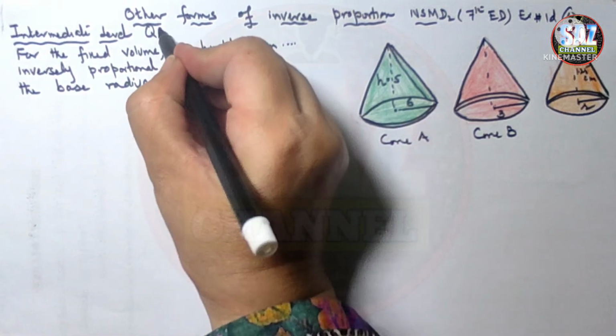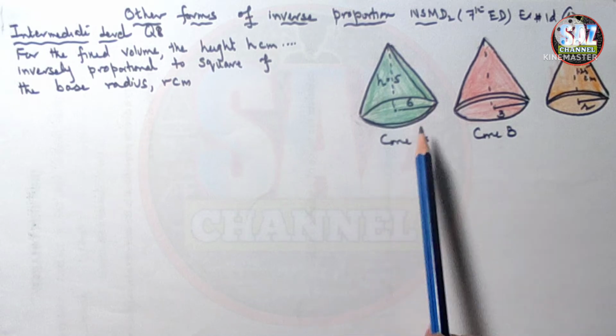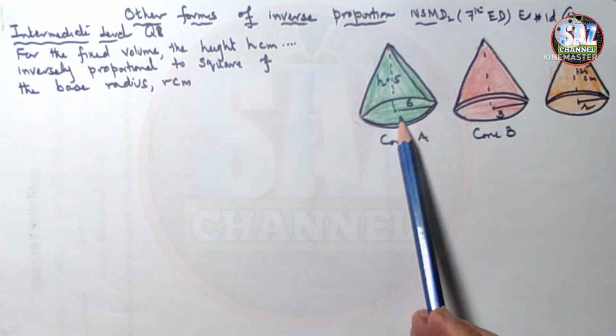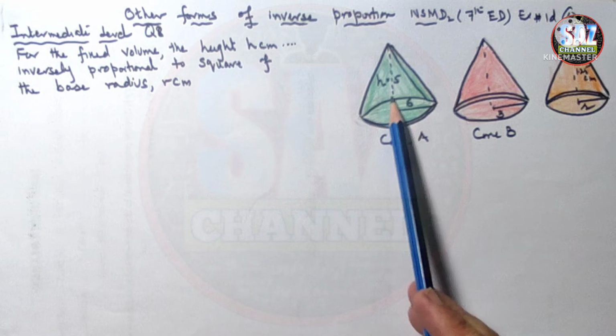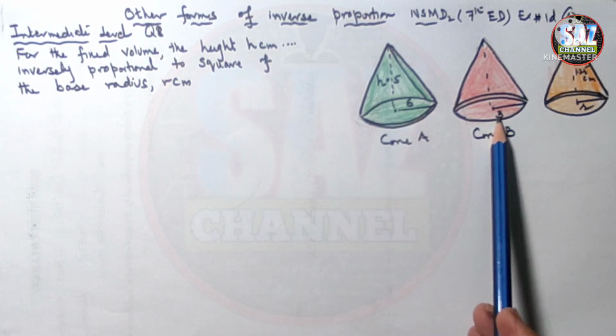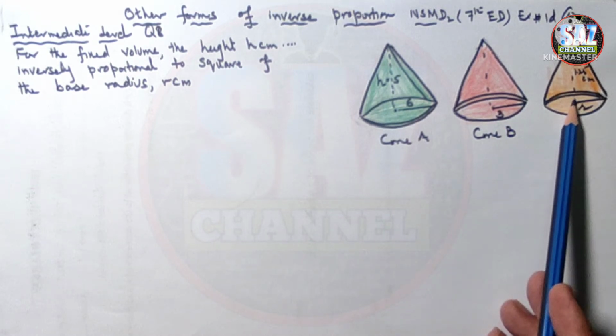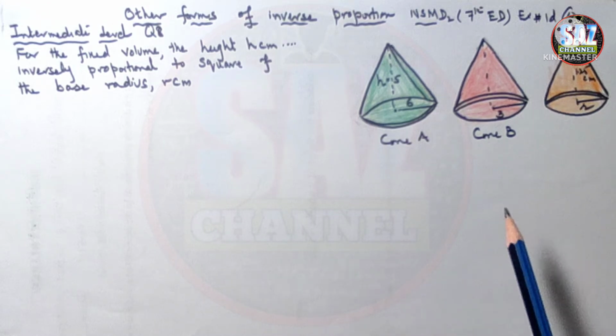Question 8 says that for a fixed volume, the height h centimeter of a cone is inversely proportional to the square of the base radius r centimeter. Cone A has base radius 6 centimeter and height 5 centimeter. The base radius of cone B is 3 centimeter and the height of cone C is 1.25 centimeters. If all cones have the same volume, find the height of cone B and the base radius of cone C.